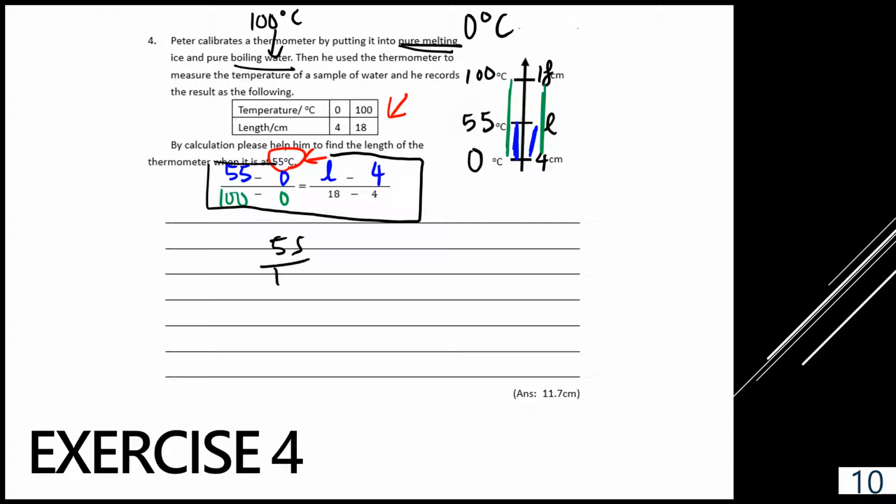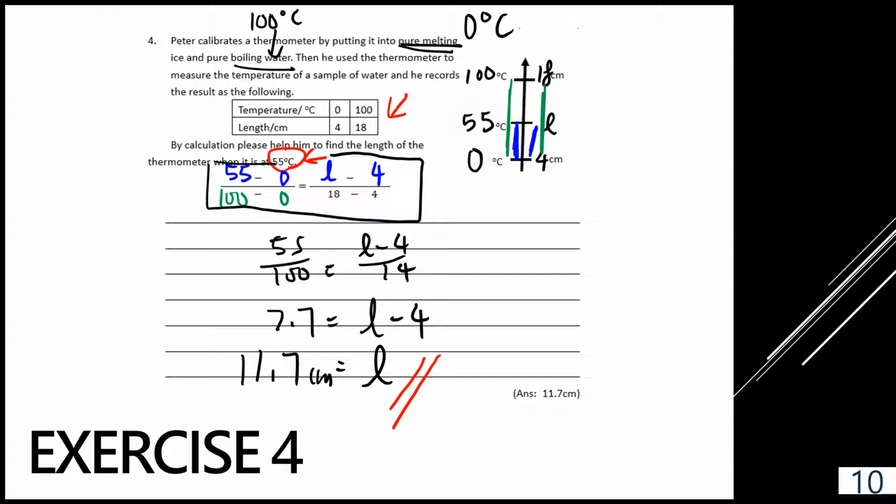Simplify the equation, and then you can just use your calculator. 55 times 14 over 100. So the left hand side will be 7.7, and this one is L minus 4. After that, you can just rearrange it a little bit, and that will become 11.7 cm. So this is how you can get the answer. You can check whether you got it correct or wrong.